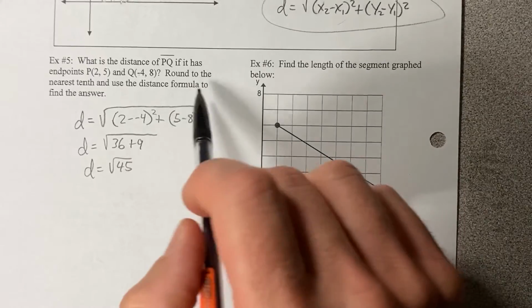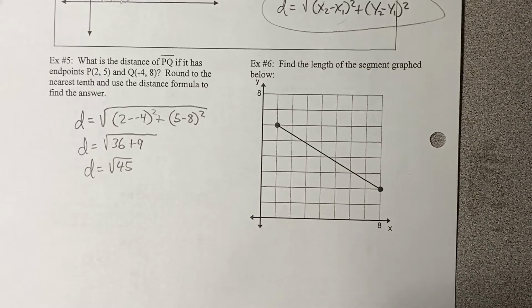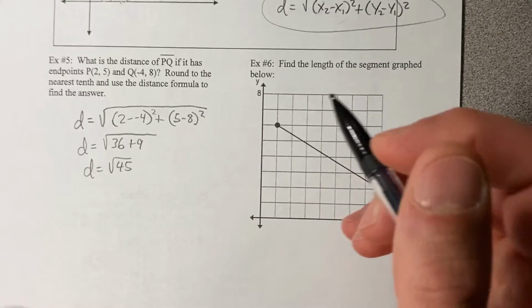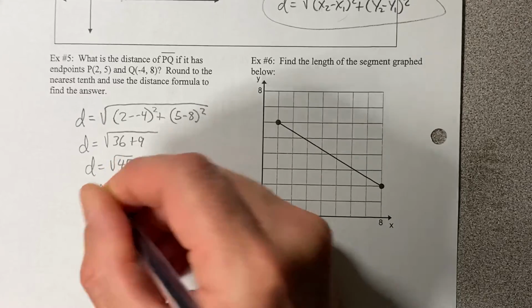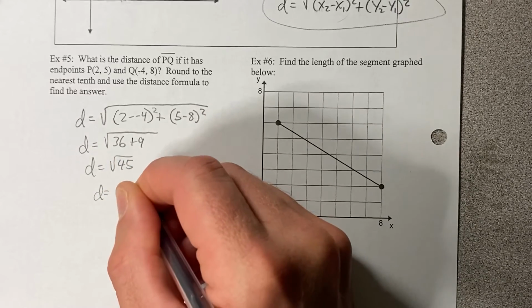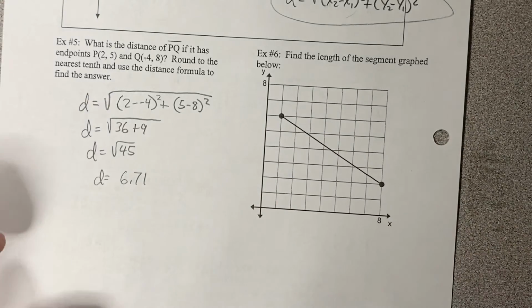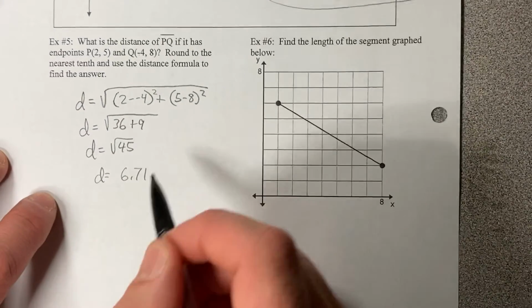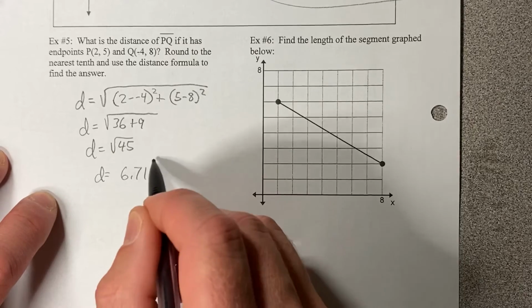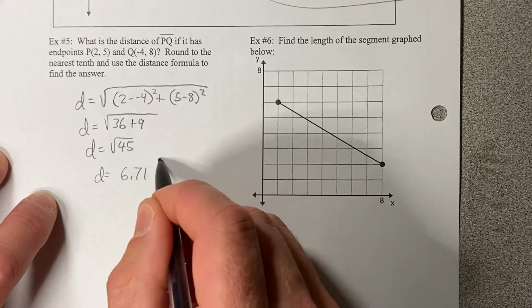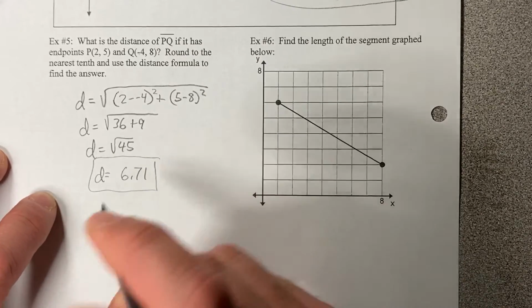But the instruction said round to the nearest tenth. So you're going to grab a calculator, punch that in, square root 45, and you're going to get a decimal answer. And rounding to the nearest tenth, you should get 6.71, if I'm not mistaken. I don't have a calculator handy. I'm cheating a little bit. And there you go. You use the distance formula, and no units were given, so we are good.